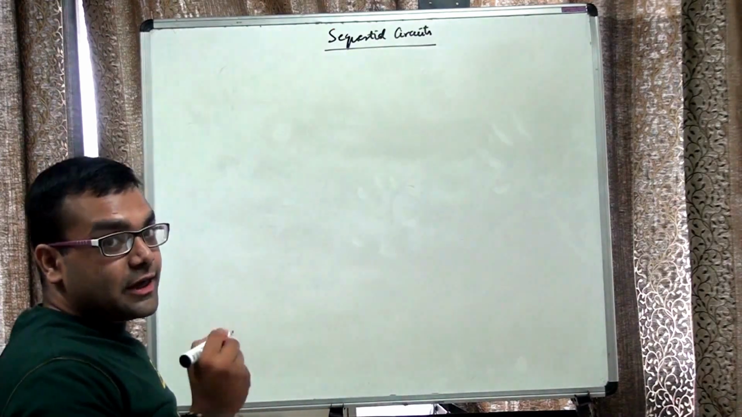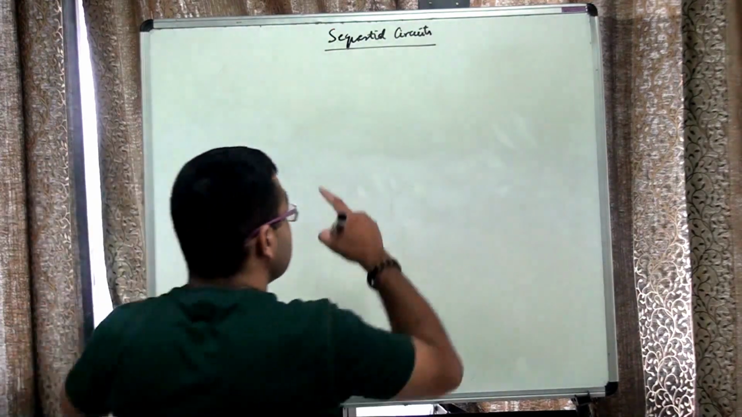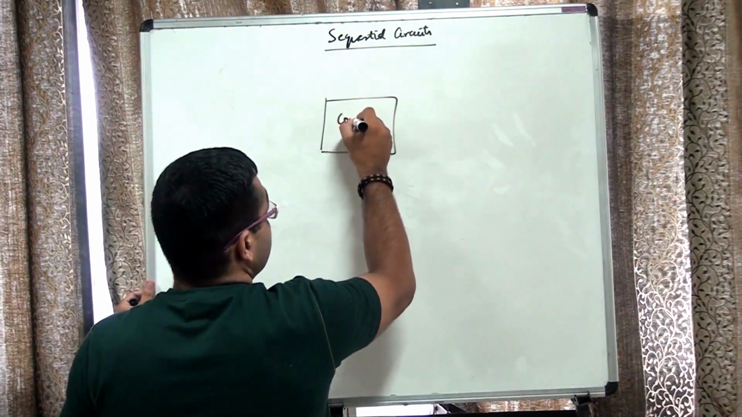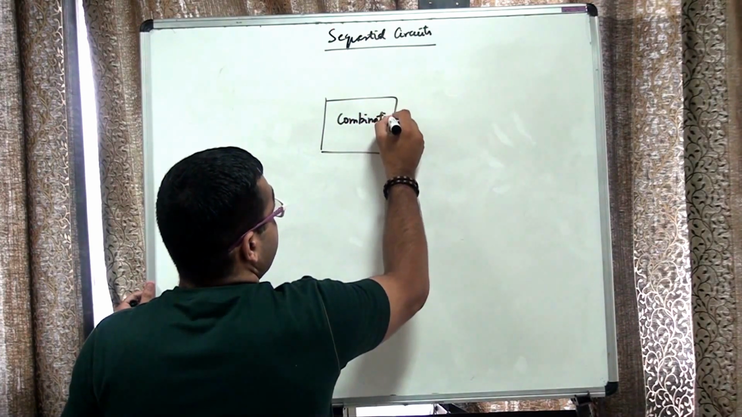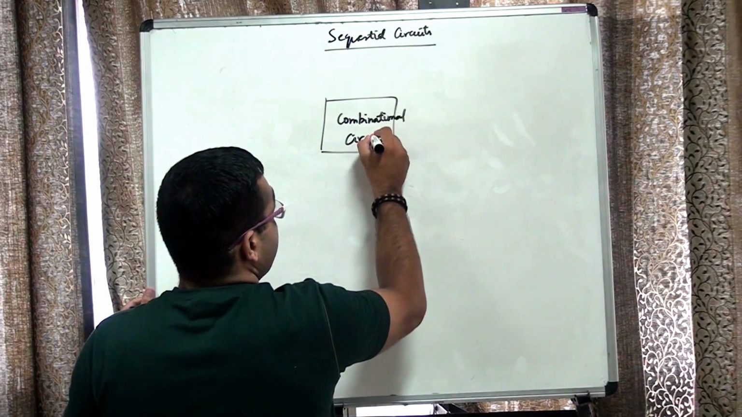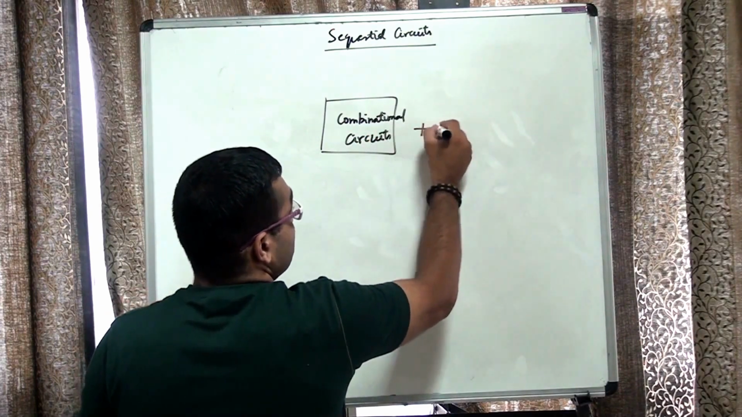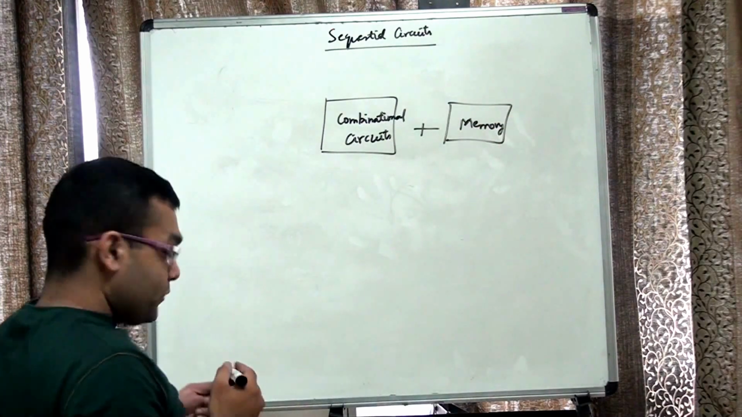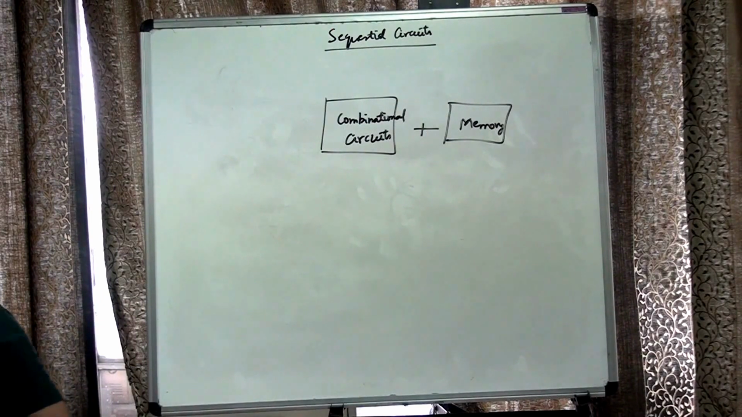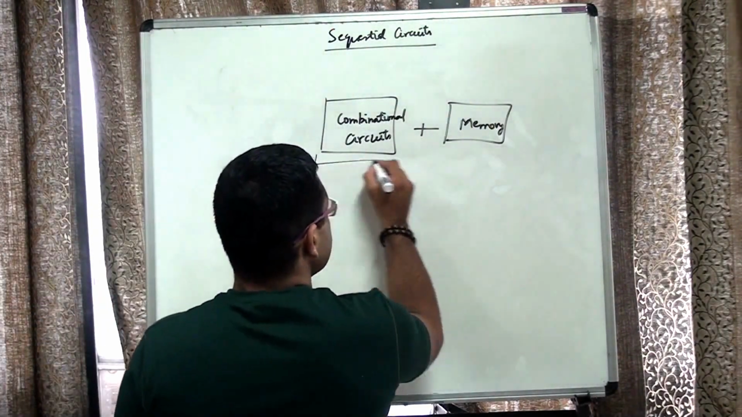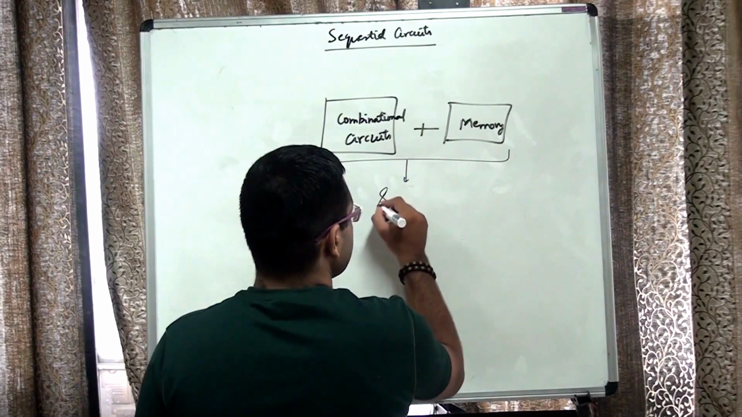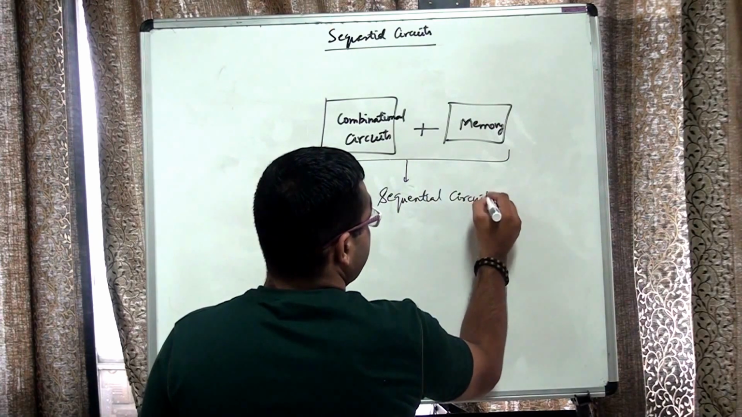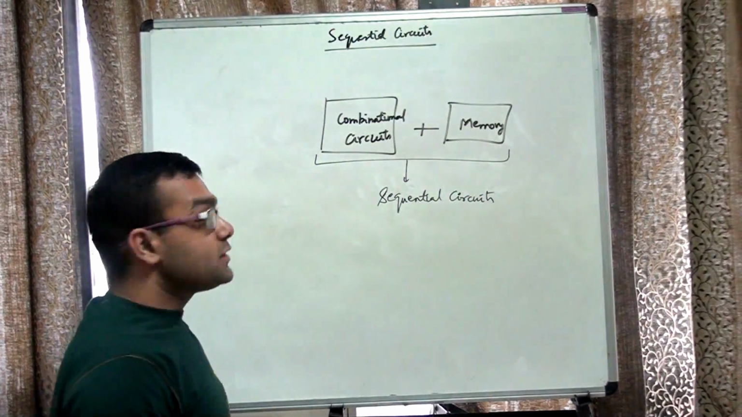Now first of all, let us try to understand what sequential circuits are. Just to give you a brief overview, basically we have combinational circuits, and to these combinational circuits we add some kind of memory. Alright. So when we add memory to the combinational circuits, we get our sequential circuits. Alright, this is the basic idea.